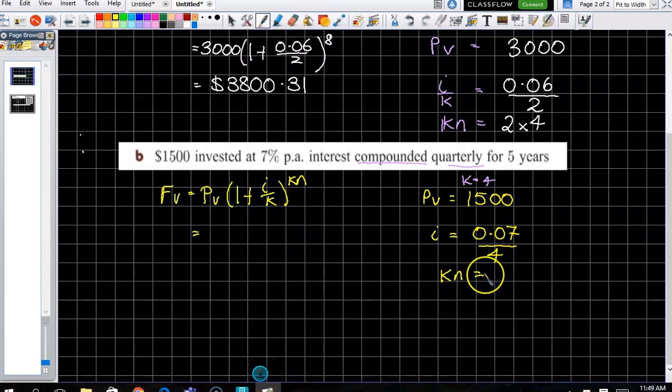KN. It's saying, as Luke was saying, how many times are you compounding per year? Make sure it's down. How many times are we compounding per year? It's 4 times a year for 5 years. So it's 4 times 5, which is 20. And now we pop that in. And into the calculator we go.